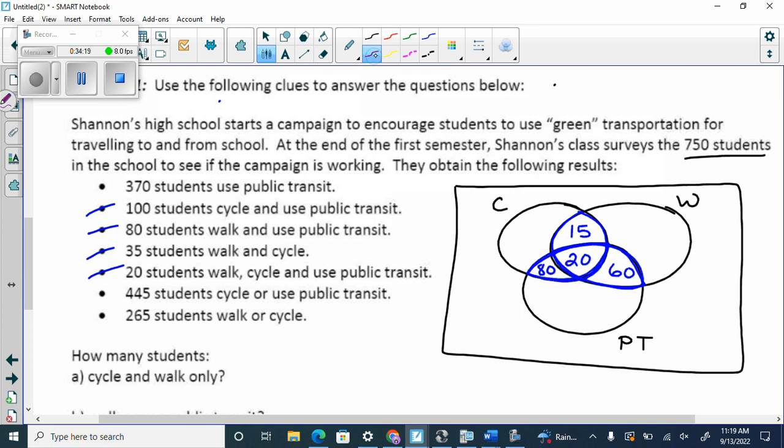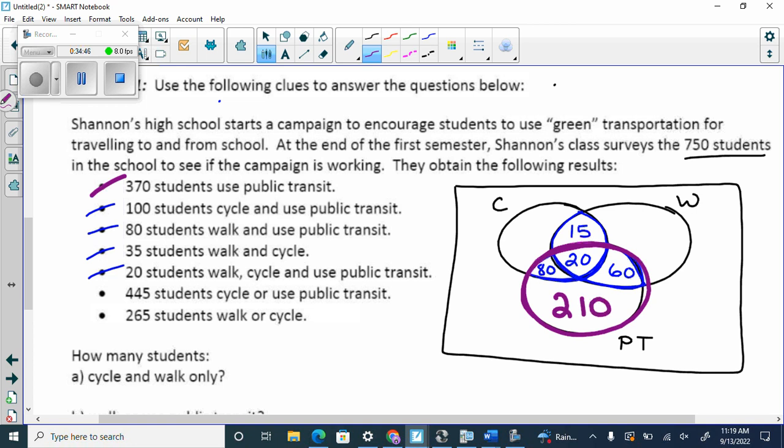So we have to go to the singles. 370 use public transit. So I go to the public transit circle. And when I go to solve anything out, I can only be missing 1 piece of information. I'm only missing 1 piece of information, so I can actually do this. If I was missing 2 pieces of information, I'd have to go to something else first. Okay? So I'm missing 1 piece. It's 370. 370 minus 160 is 210.